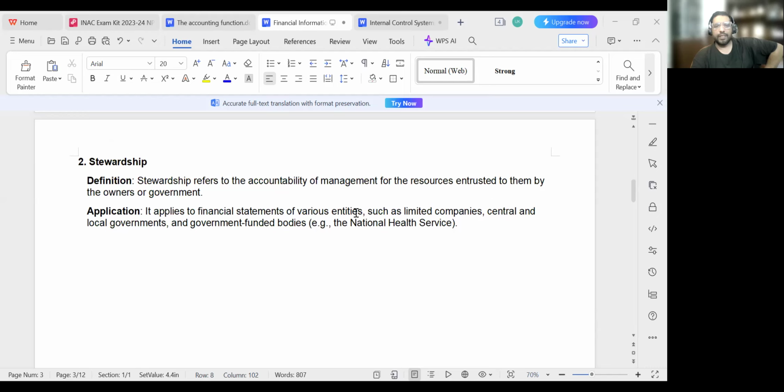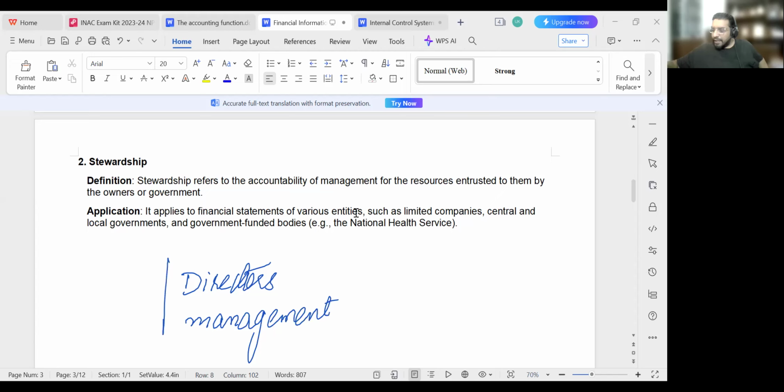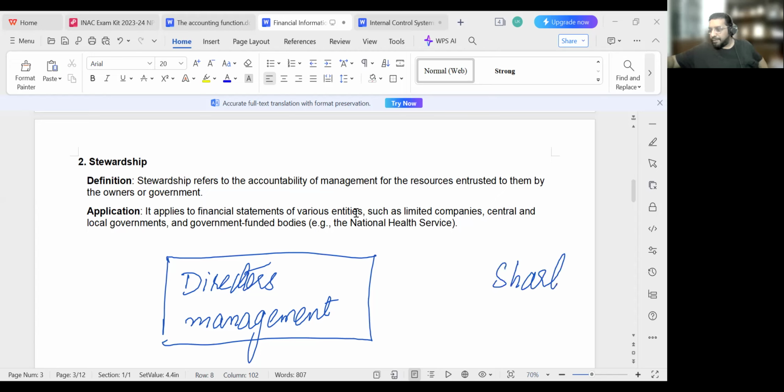Okay. We have a concept of stewardship. Stewardship basically refers to accountability. Sometimes we refer to it as the agency problem as well, that directors are running the company. Sometimes we call them management as well. So the directors or management are responsible for running the company, and the company is owned by shareholders.